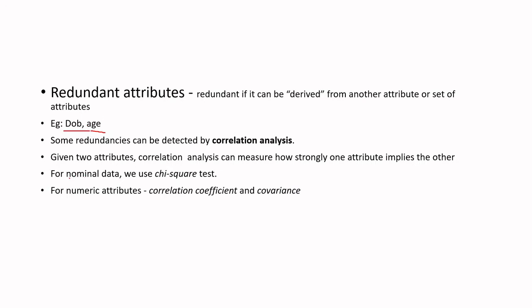In the case of nominal attributes, we do what is known as a chi-square test, and for numeric attributes you use correlation coefficient and covariance methods. For the other types of attributes, say ordinal attributes, maybe we can convert them into numeric attributes. We saw such a method when we were discussing similarity measures also. Then after that you can do a correlation analysis.